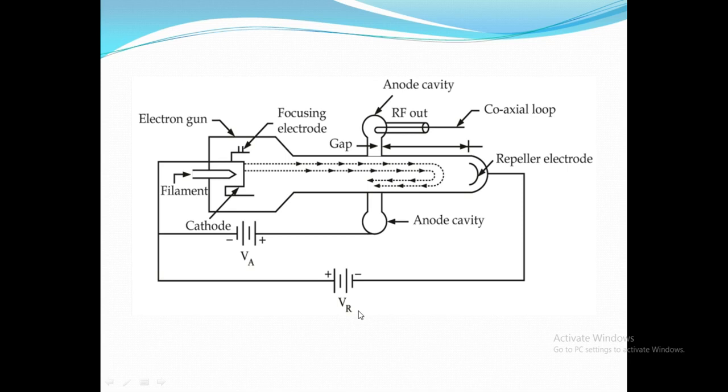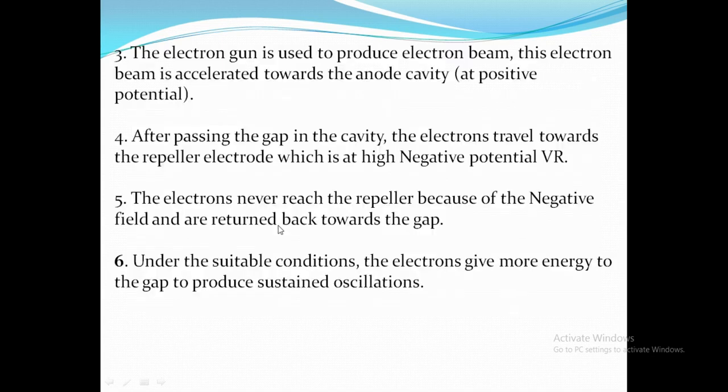The electrons never reach the repeller because of the negative field and are returned back towards the gap. Under suitable conditions, the electrons give more energy to the gap to produce sustained oscillations. Okay, this is about the construction, and coming to the operation.